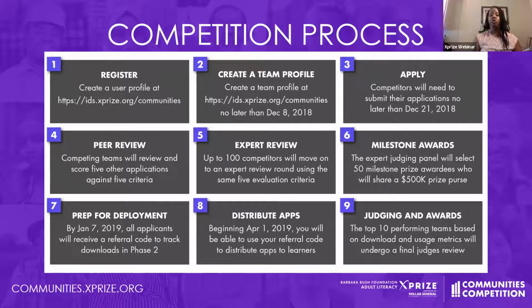Apply, just turning in your application and your proposal. There'll be a peer review, and those who move beyond the peer review will be able to go to expert review, and those experts will decide those 50 teams who have the best proposal, $1,000. We'll prep for deployment in January 2019, start distributing the apps via that unique code or URL you receive in April, and then the 10 best performing teams will go to another judging review in which we'll find those top 3 teams that did the best in actually distributing apps.